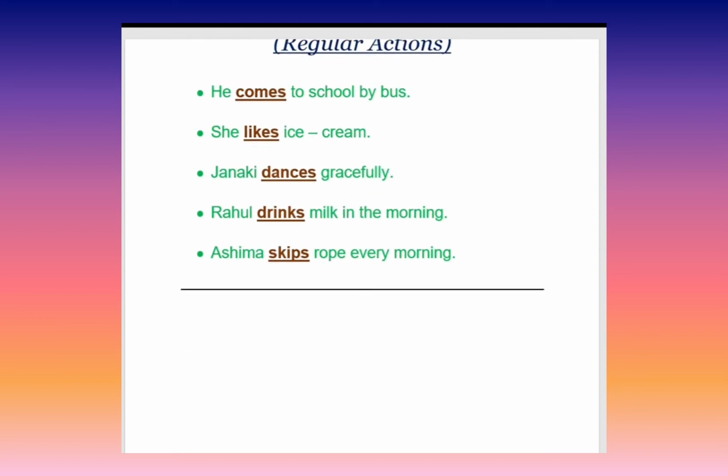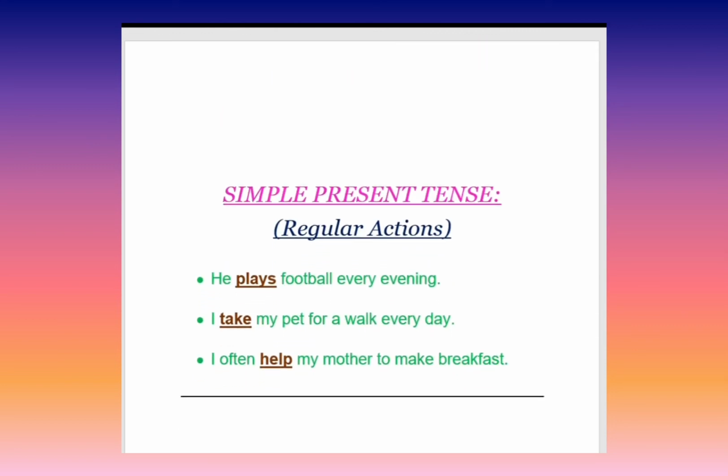Now, for these sentences, we use the simple present tense to show that an action happens regularly or often. We use words like always, usually, sometimes, generally, or every day to speak about such actions. For example, he plays football every evening. Then I take my pet for a walk every day. And the third sentence, I often help my mother to make breakfast. The verbs here are play, take, and help.